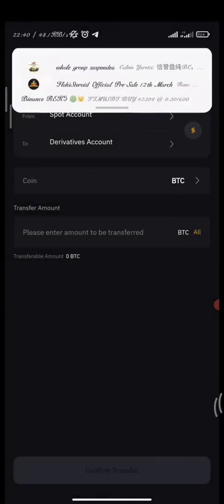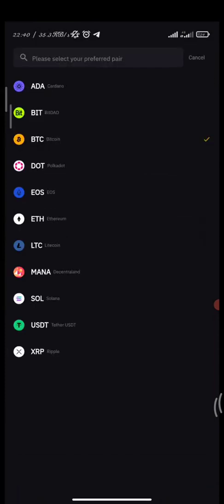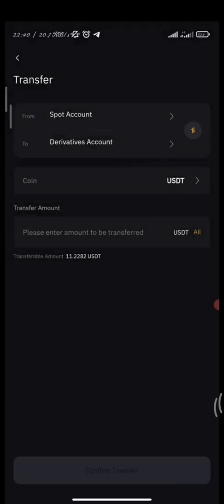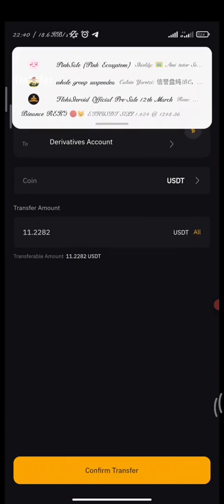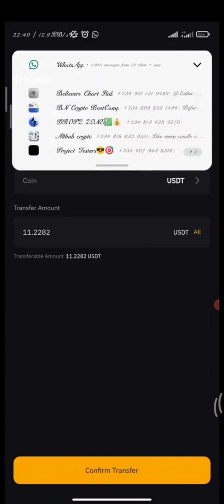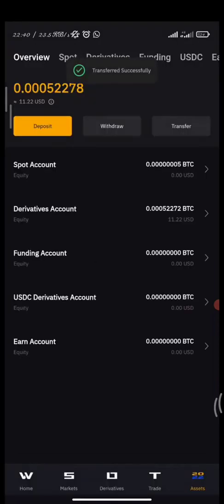Which coin do I want to transfer? I don't have BTC, so I can say my USDT. You can see USDT here. It's a small amount of USDT, though. I can click all, so it's going to transfer my USDT, which is 11.2282. I can click confirm. Now that's done. You can see now in my derivative, I can see 11.22. No charges here. So that's that.